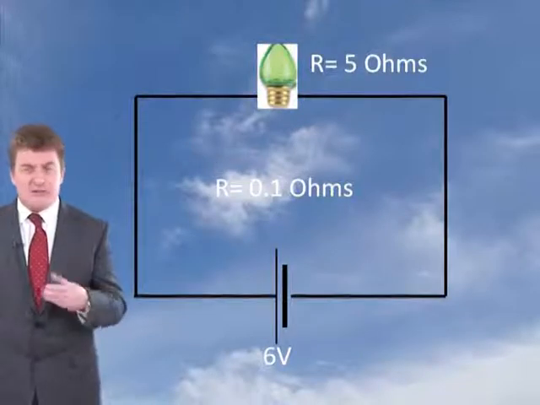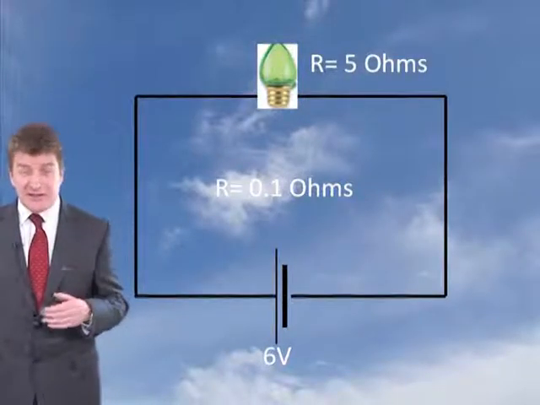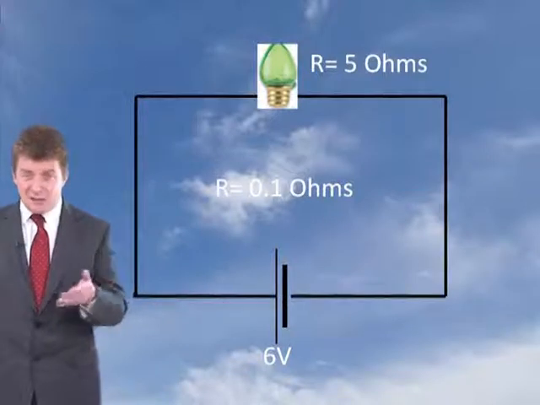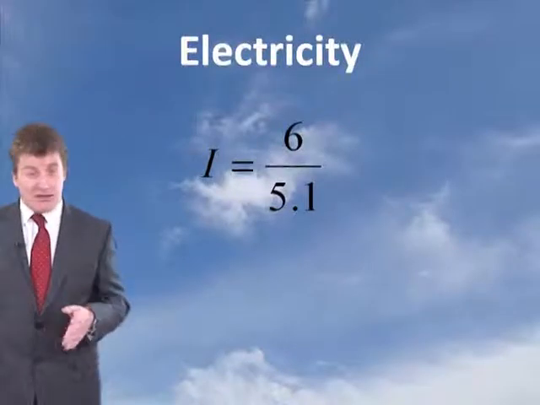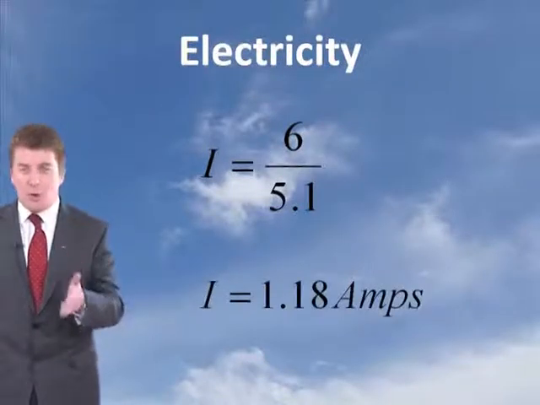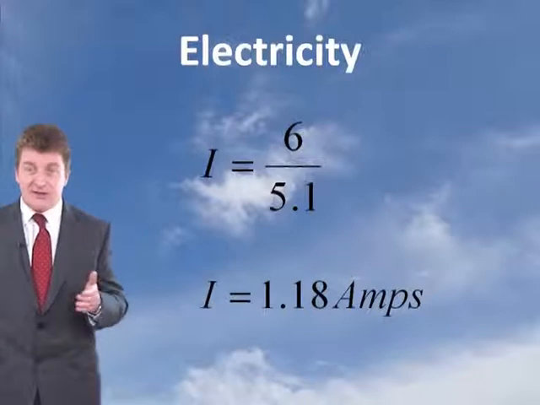Now, what would the current be if you put a light bulb in the circuit with a resistance of 5 ohms? Yeah, 5 ohms. You put that in now. Now the resistance would be 5.1 ohms. Put this in the formula, it gives a current now of only 1.18 amps flowing in the circuit.